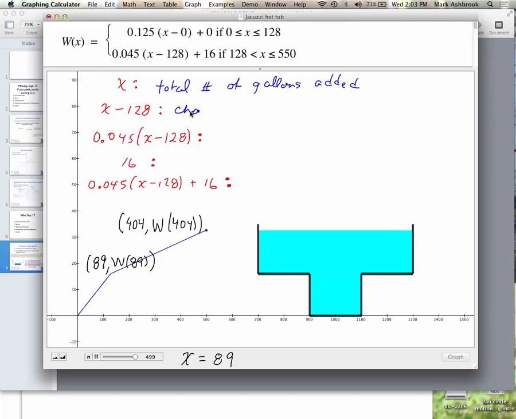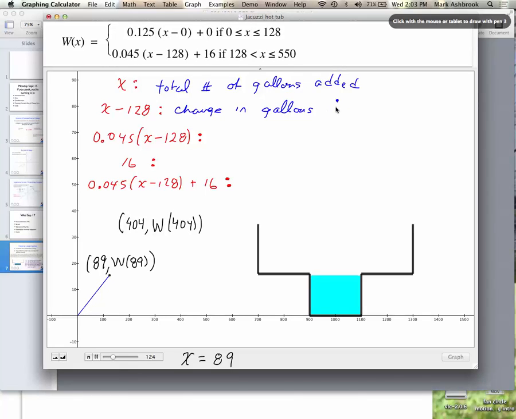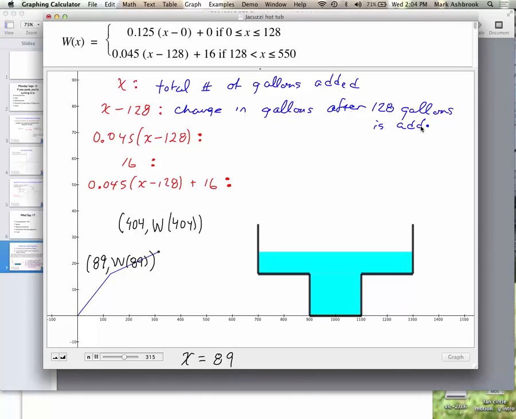So it's the change in gallons, maybe from the start of the second step, or from 128 gallons. Could you say after 128 gallons? Yes, that's even better. I like that better. So it's basically the amount of water in the top part, the number of gallons above the step. It's a change in gallons after the first 128 gallons are added.